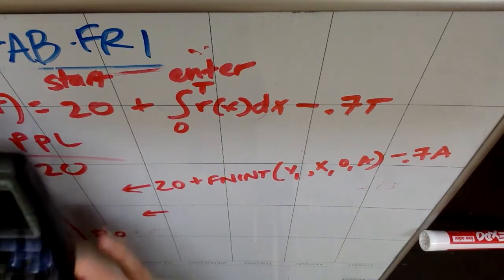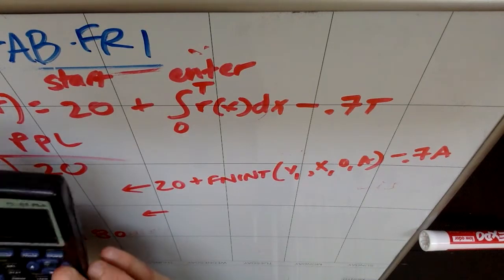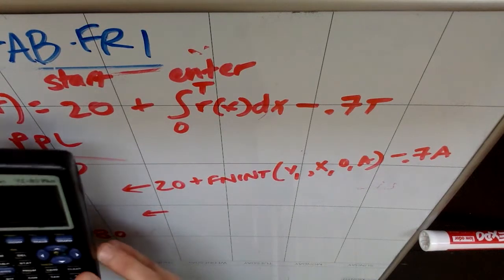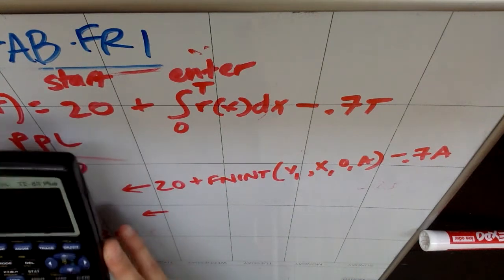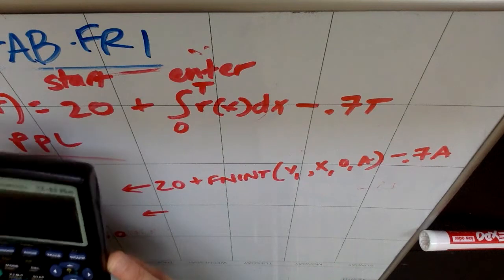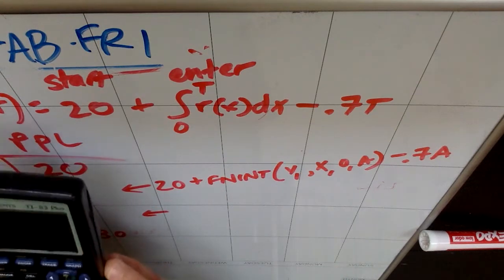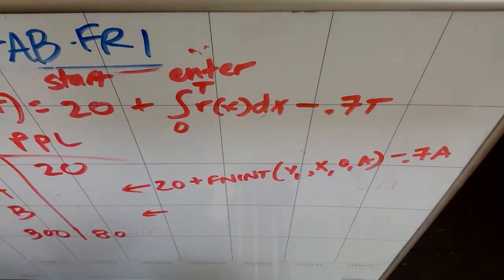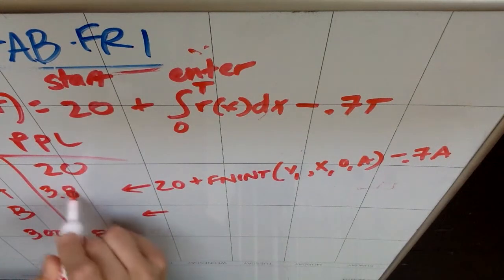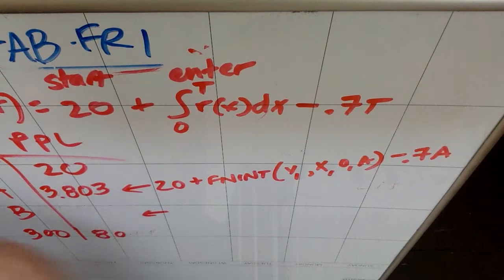So if I do 20 plus math 9, y1, comma, with respect to x from 0 to a, minus 0.7 alpha a, that's going to give me the first value, which tells me that there are only 3.803 people in line at that moment.